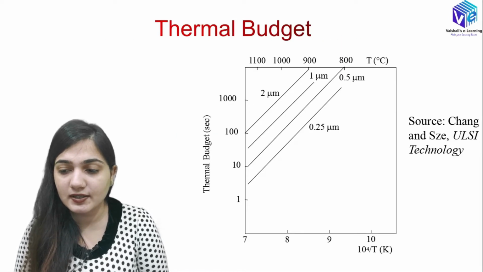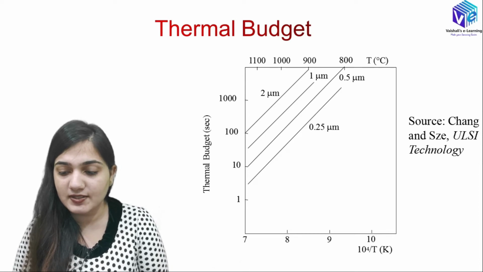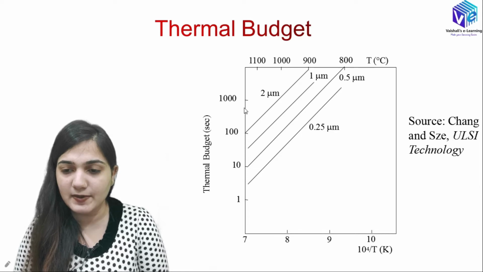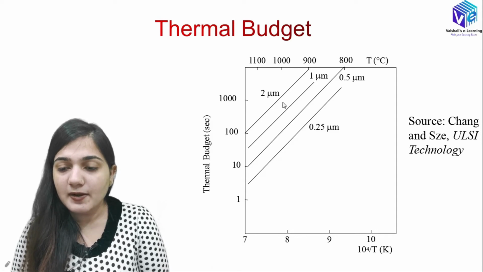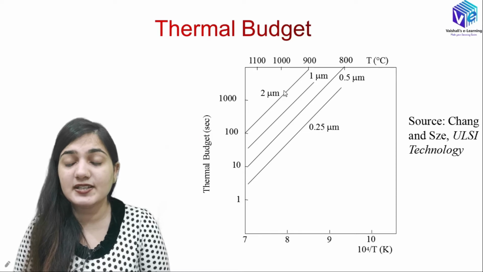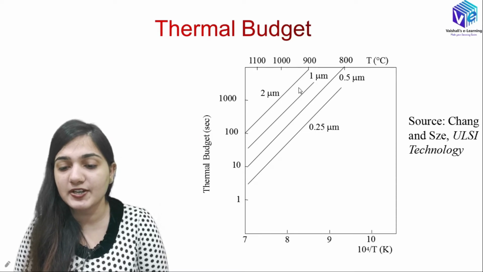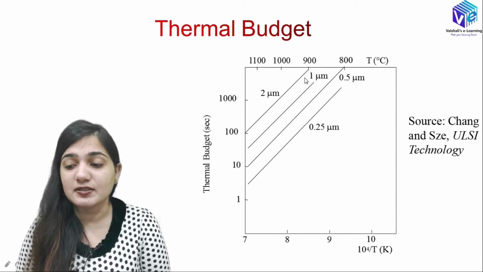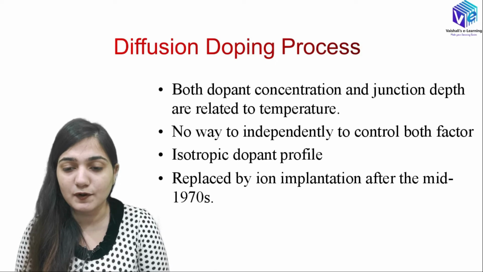You can see the graph of the thermal budget here. This is the temperature on the x-axis, and this is the thermal budget. As I decrease the temperature, you can see the thermal budget is increasing. So the thermal budget is directly dependent upon the temperature. If I decrease the temperature, the thermal budget will highly increase. This is the reason we are avoiding the diffusion process.